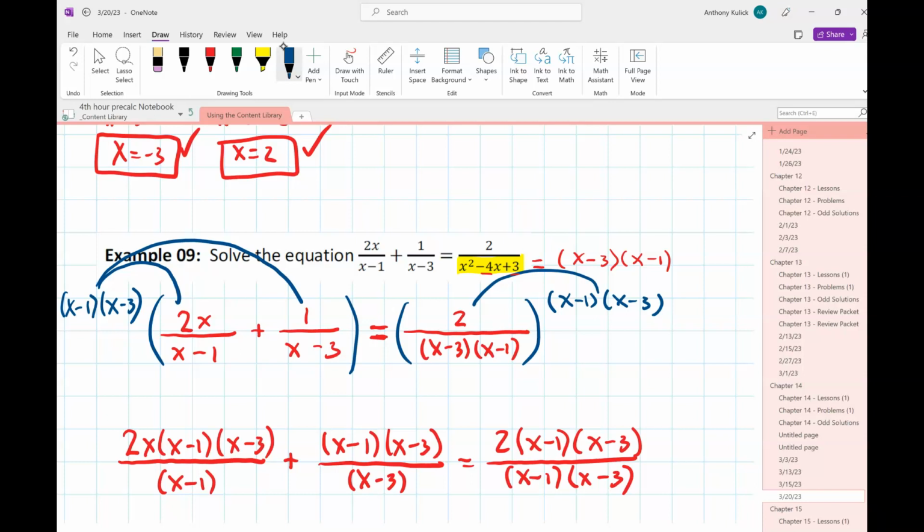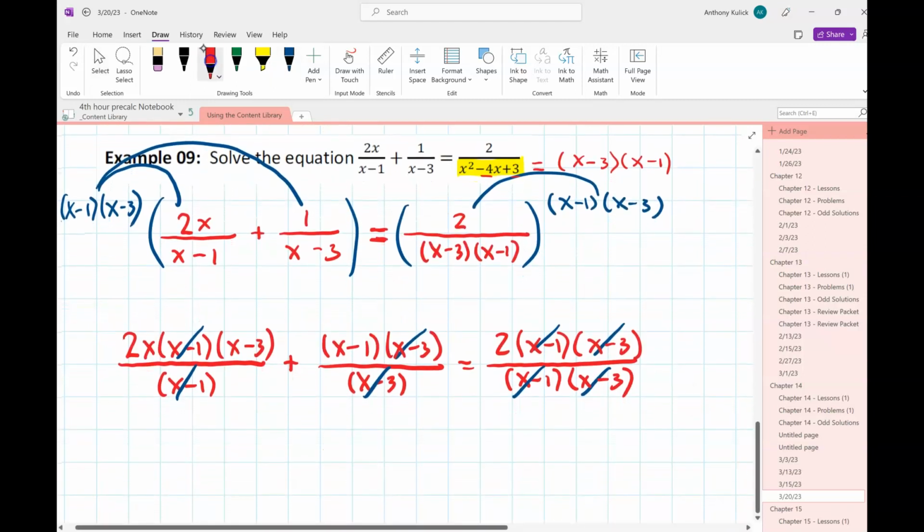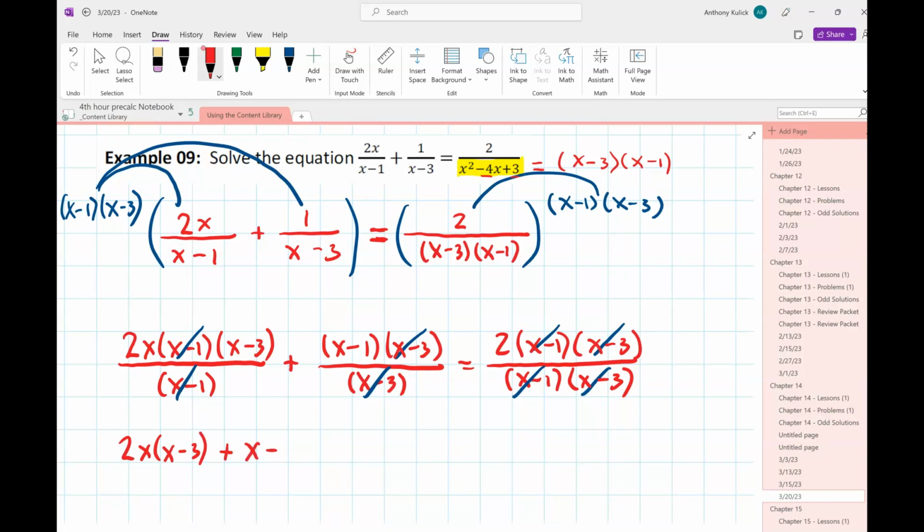Now, what should we do? Cancel. So I see the first fraction, x minus 1, can cancel. The second fraction, x minus 3, can cancel. And in the third fraction, both the x minus 1 and the x minus 3 can cancel. So I'm left then with 2x times x minus 3. And I'm left with an x minus 1. And that equals 2.